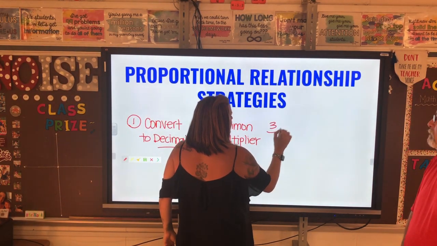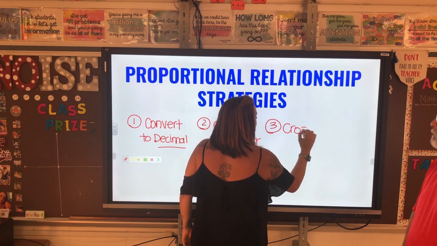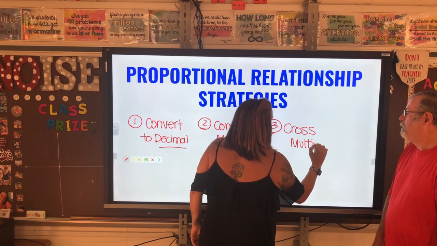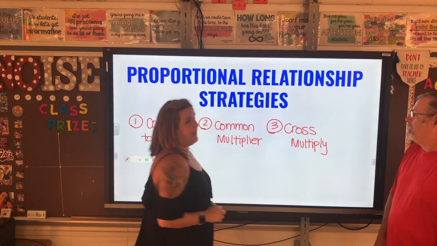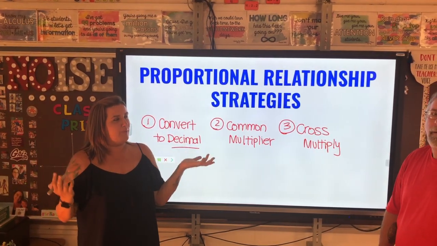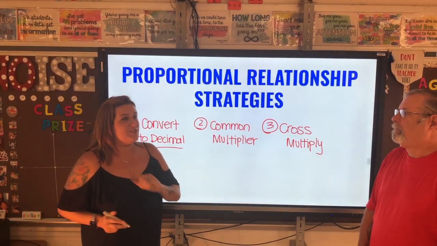The third strategy is cross multiplying, also known as the butterfly effect. When you cross multiply, if the diagonal products are the same, they're proportional. It sounds complicated, but it's super easy.